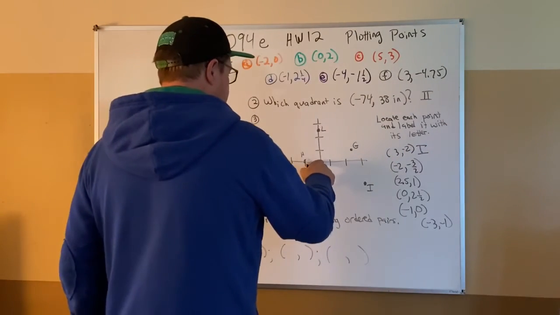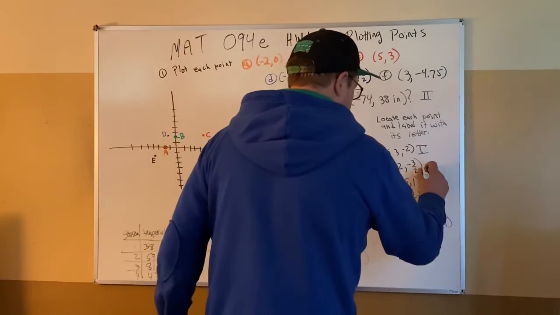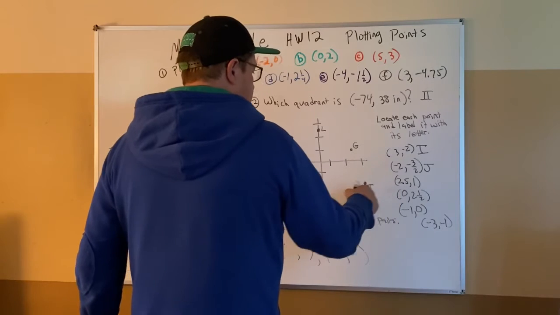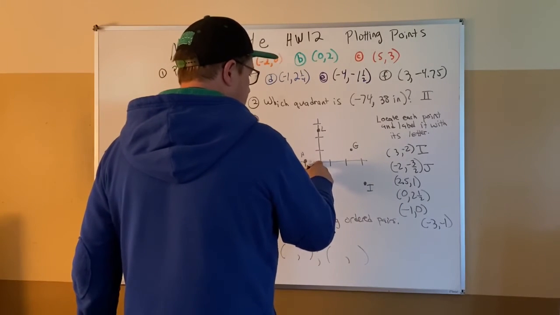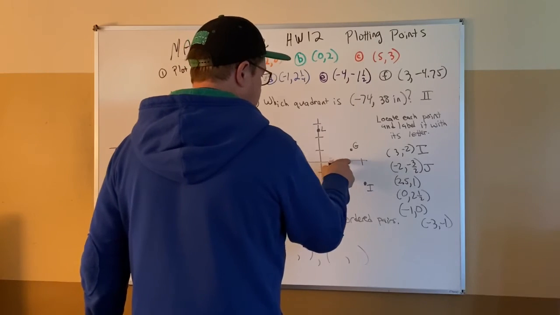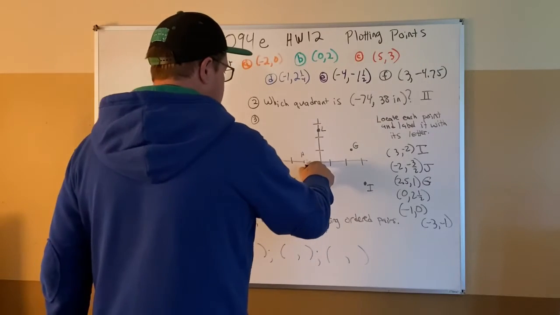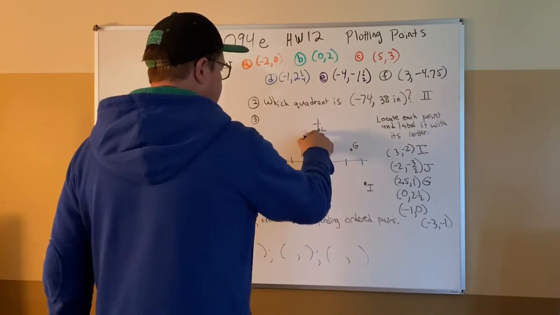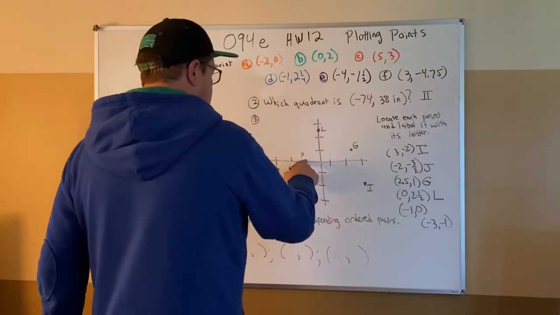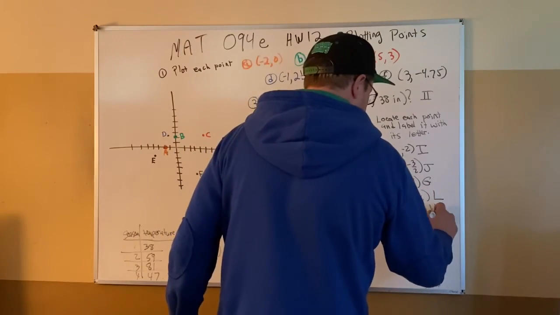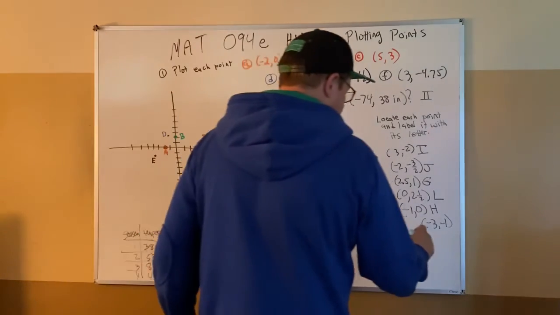Negative 2 and negative 3 over 2. Negative 2 and down 1.5. That's J. 2.5, and then 1. So I'm going to go from here over 2.5 and up 1. That's G. Nothing across and up and down 2.5. That's L. Negative 1 and no moving up and down. That's H. Negative 3 followed by a drop of 1. That's K.